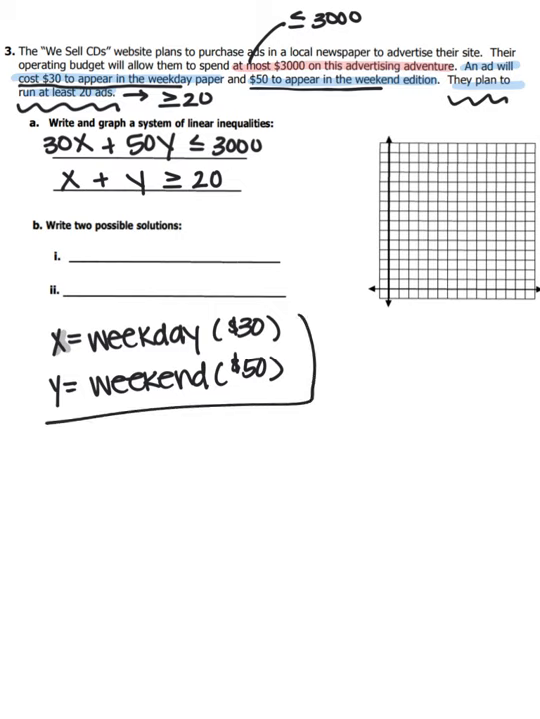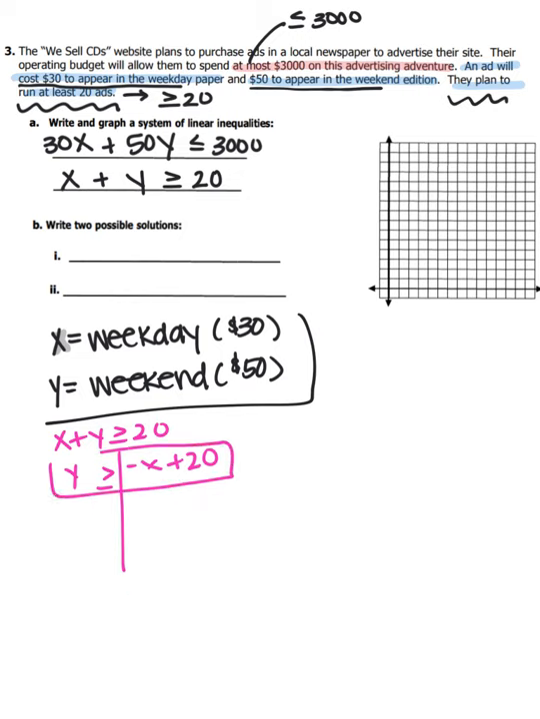All right, so if we go ahead and solve those for Y so that we can graph them. So X plus Y is greater than or equal to 20. You'll first subtract that X and put it on the other side, and you will have that. So negative X plus 20. All right, let's also label right now. So the X-axis is weekday, and the Y-axis is the weekend paper.